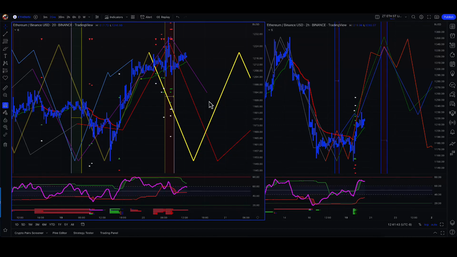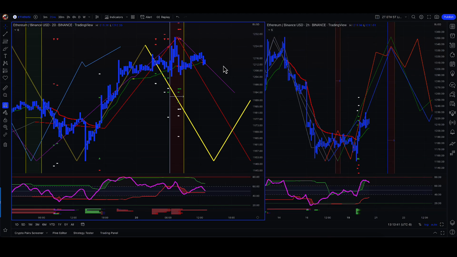In this video, we'll be talking about the short-term life cycle models chart. This chart will come with two windows. The left window will be referencing the 20-minute time frame. The right window will be referencing the 2-hour time frame.